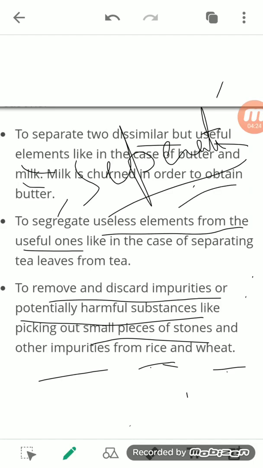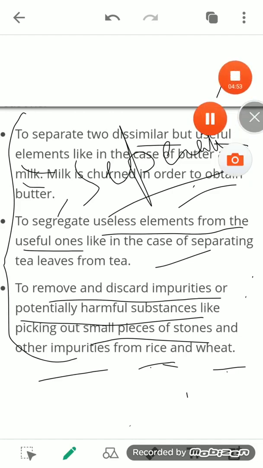Okay, so in the first case, we separate two things, and both are useful components. In the second case, we separate one component which is useful from the other component which is useless. And the third is, we separate the harmful component from the useful component. So this is the need of the separation of the components.